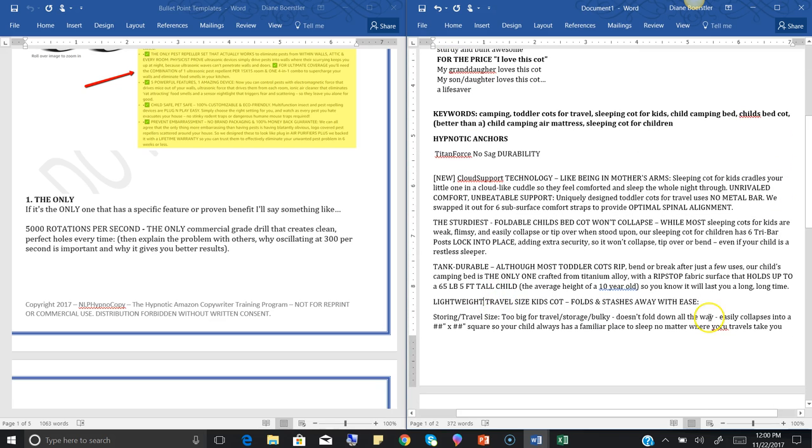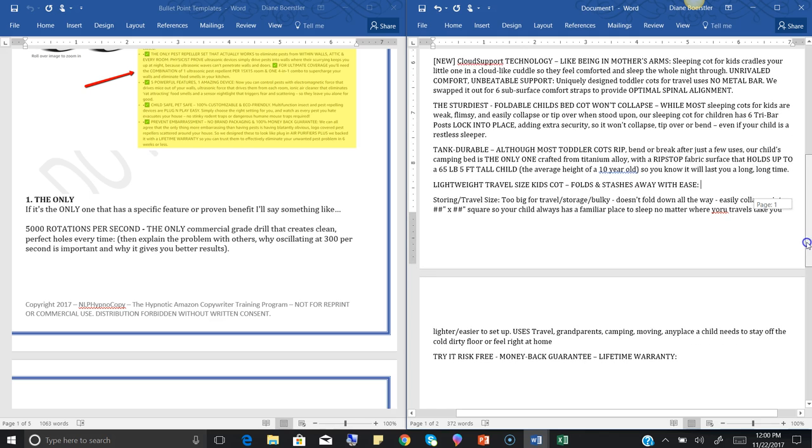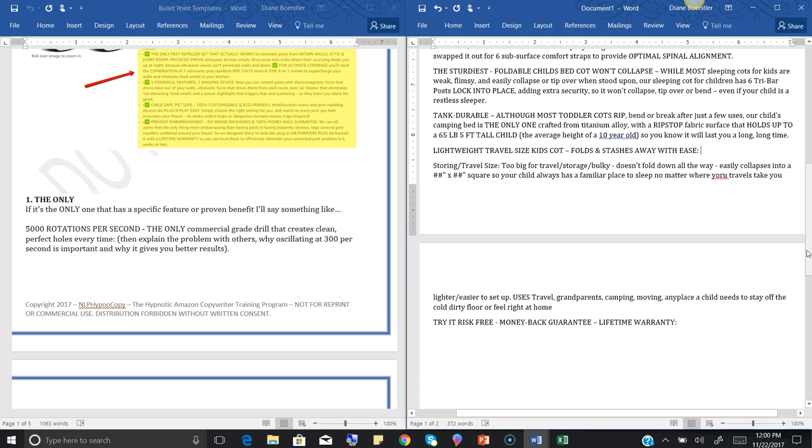Let's see. A breeze was one. Let's see here. Storage travel size. So let's say it's, I'm just going to use pounds for my things because I can't quantify what it would be. Let's say it's 65 pounds, 5 feet tall. 5 feet tall is 60 inches. 60 inches long by, let's say, 32 inches wide.